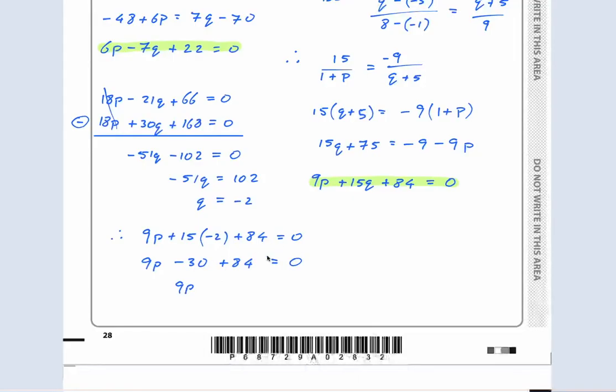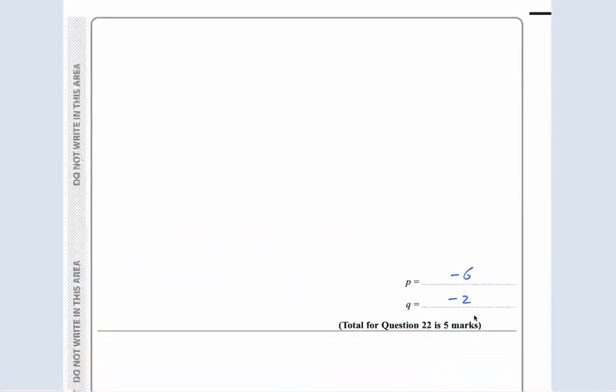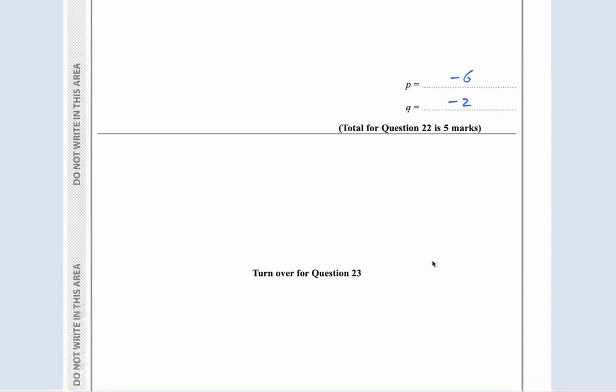9p minus 30 plus 84 is plus 54 equals 0. 9p is equal to -54. P is equal to -6. This divided by 9. So we have our q is -2 and our p is -6. I've already put it here, so we are done.